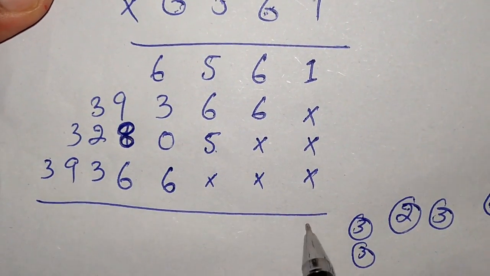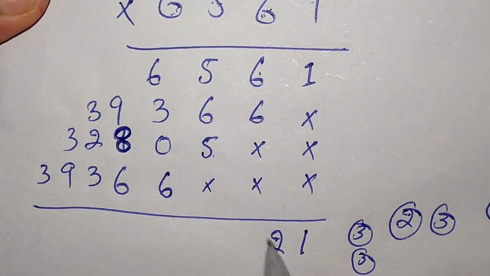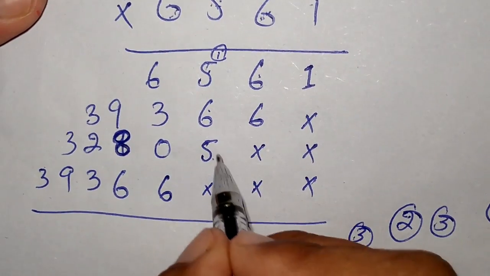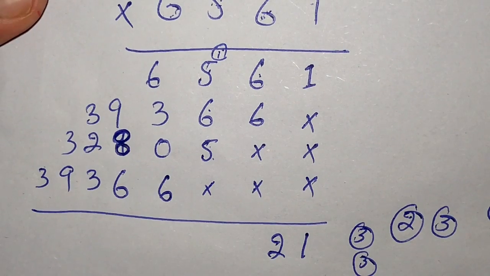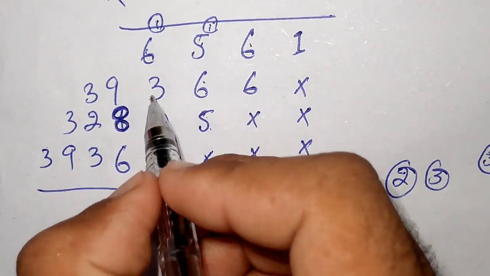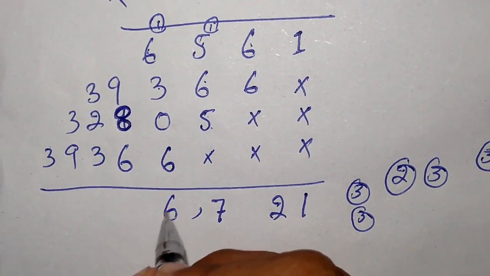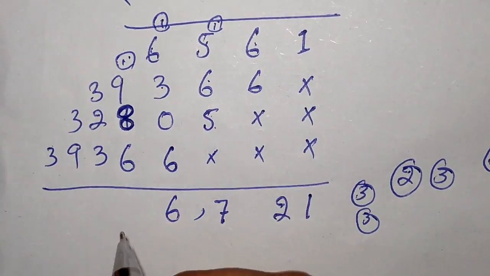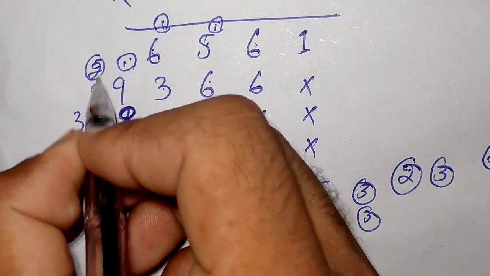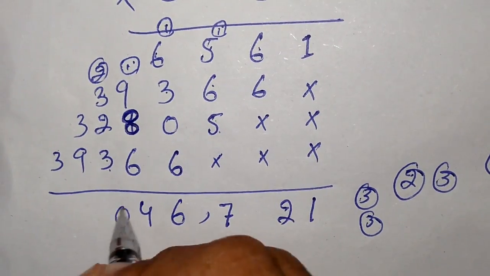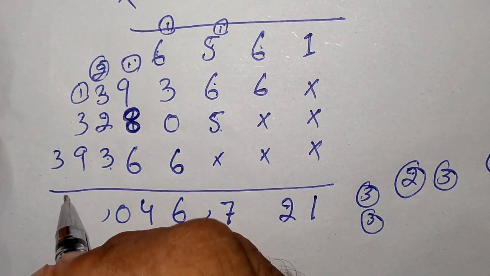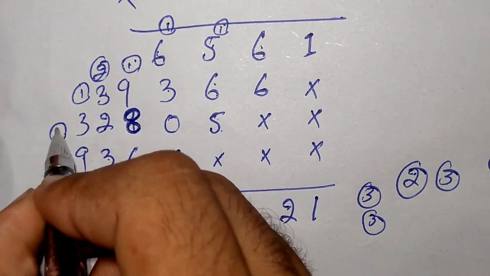So here 1, 6 plus 6 is equal to 12. 1 carried. 5 plus 1 is equal to 6. 6 plus 6 is equal to 12. And 12 plus 5 is equal to 17. 1 carried. 6 plus 1 is equal to 7. 7 plus 3 is equal to 10. 10 plus 6 is equal to 16. 1 carried. 9 plus 1 is equal to 10. 10 plus 8 is equal to 18. 18 plus 6 is equal to 24. 2 carried. 3 plus 2 is equal to 5, 6, 7, 8, 9, 10. 1 carried. 3 plus 1 is equal to 4. 4 plus 9 is equal to 13. 1 carried. 3 plus 1 is equal to 4.